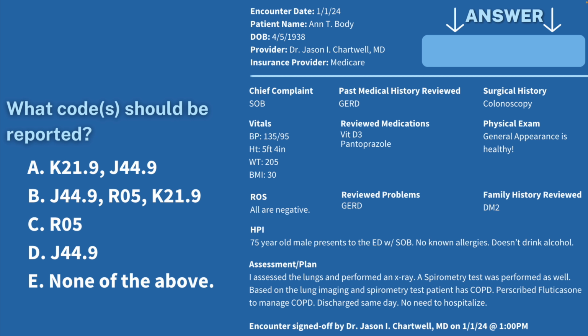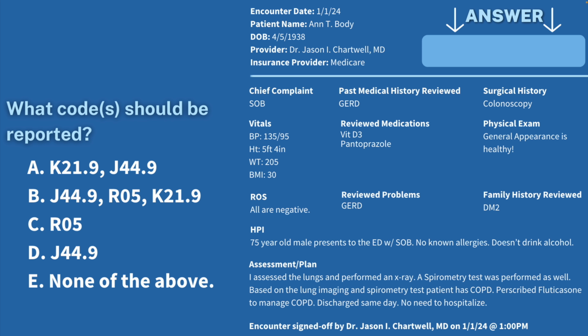We have the physical exam. The doctor states that the patient has a general appearance of looking healthy. We have the reviewed medications, meaning that the provider reviewed the meds that this patient is on: vitamin D3 and pantoprazole. I know it says past medical history of GERD, and the fact that this patient is on pantoprazole most likely is treating that GERD, but we have to have the doctor spell those things out. No assumptions here. The review of symptoms are all negative.